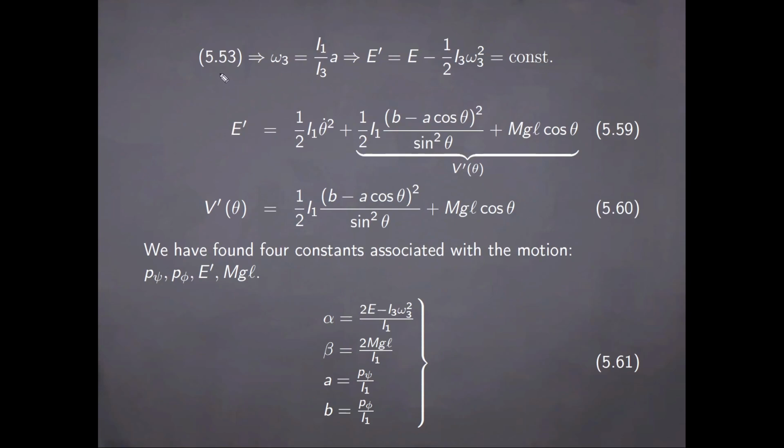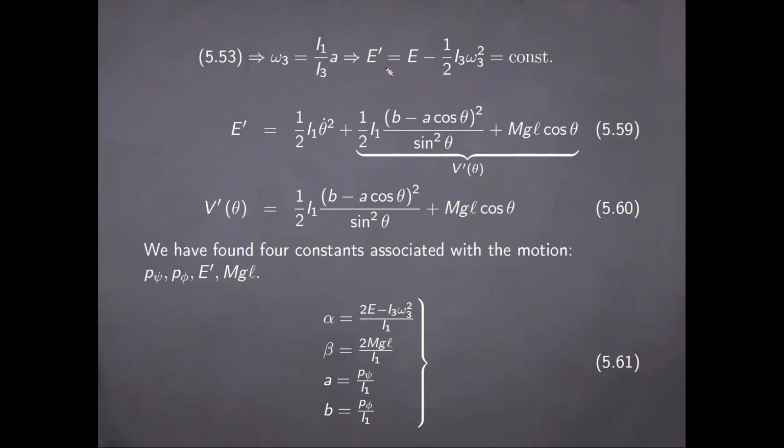Furthermore, from equation 5.53, we already know that the third component of the angular velocity is conserved, but we can give it a value in terms of this ratio of the moments of inertia and our constant A. So we can define an additional conserved quantity, which is just the total energy out of which we have subtracted the rotational energy for motion about the figure axis.